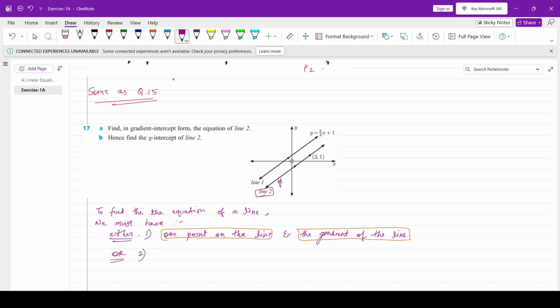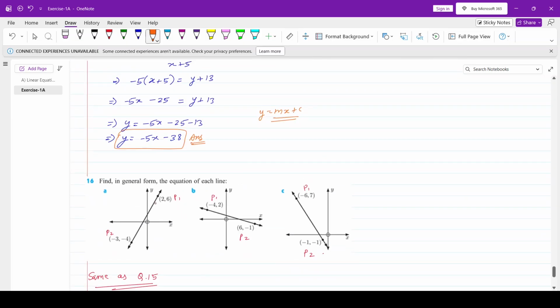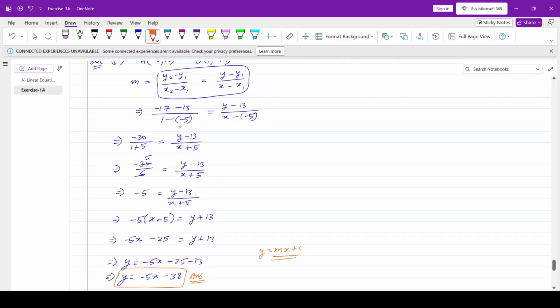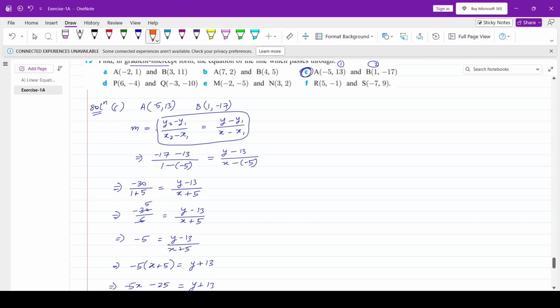Or we need to have 2 points on the line. See, when we have 2 points on the line, we can already find out the gradient of the line, can't we? In the previous question we had 2 points given. Using these 2 points we can find out the gradient of the line, as we did here. We had 2 points, we found out the gradient, and the gradient was calculated using this equation. Then equating this value with this equation, we can find out the equation of the line.